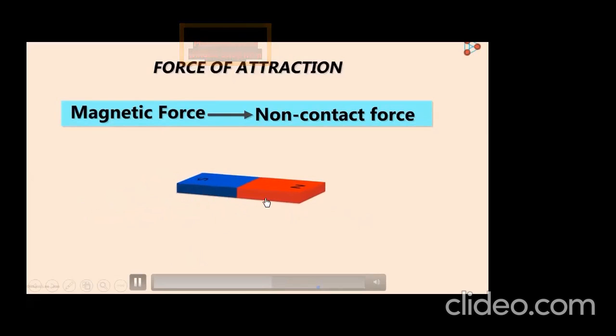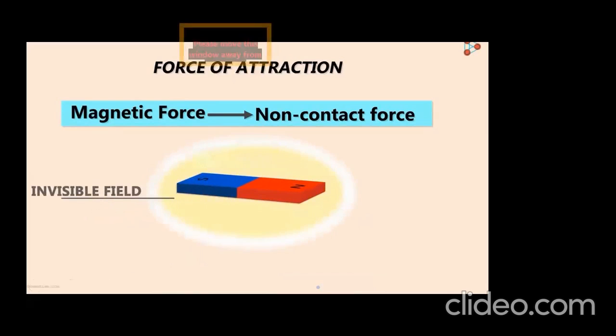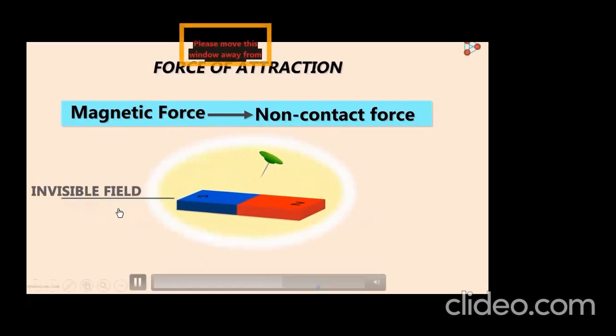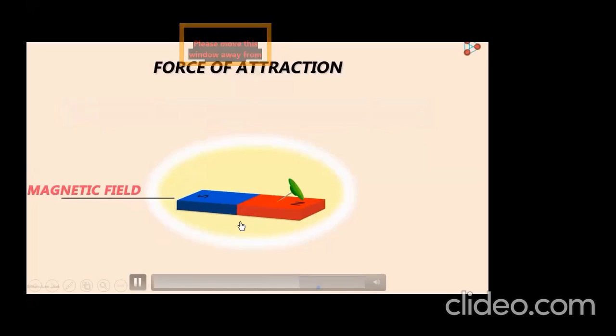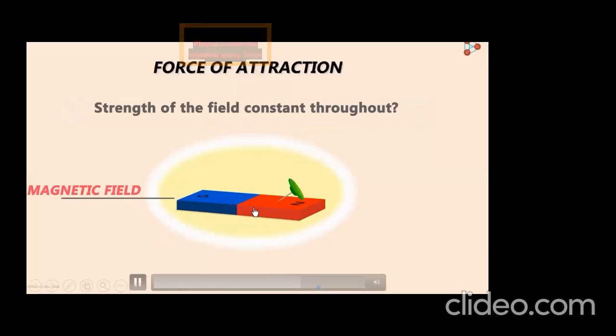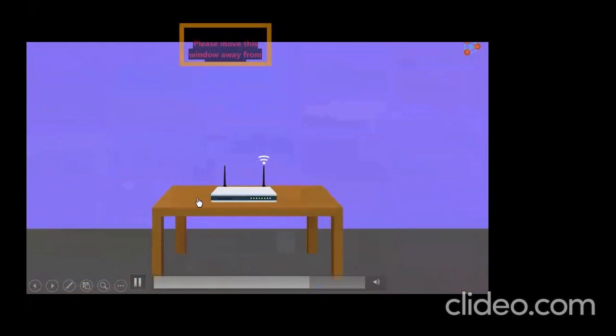Here you can see clearly that the magnet is attracting the nail towards itself by the invisible field that is called the magnetic field. You cannot see the magnetic field, but you can feel it. Okay, the magnetic field is an invisible field, and you can only feel it by bringing different metallic objects near the magnet. The strength of the field is not constant throughout, but it is strongest at the poles.